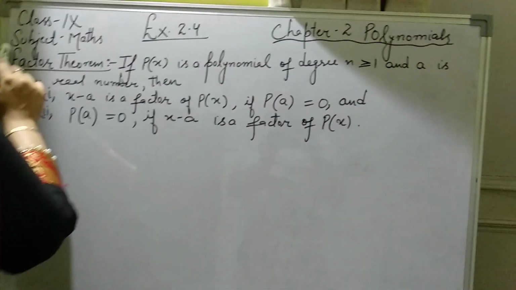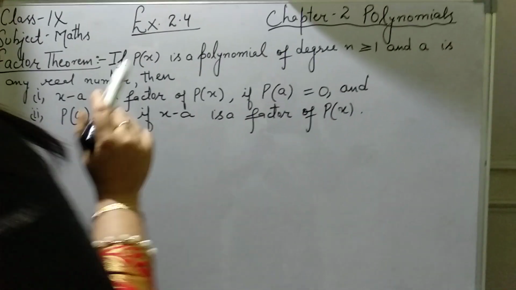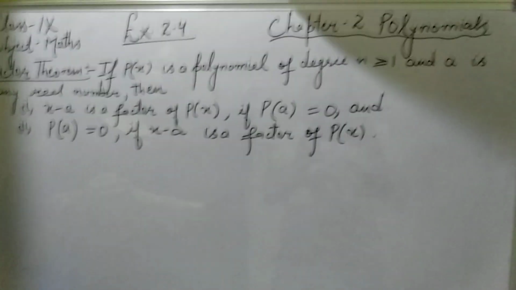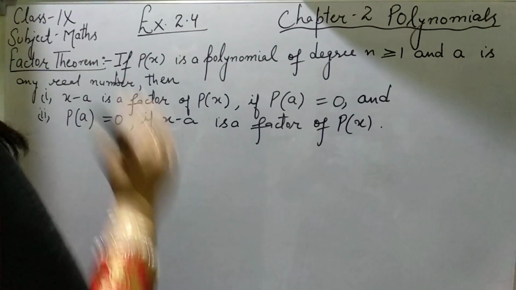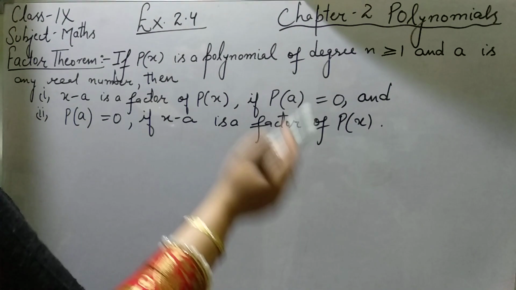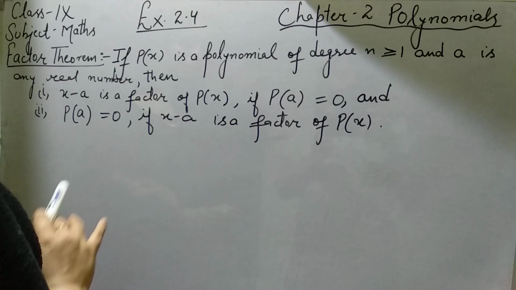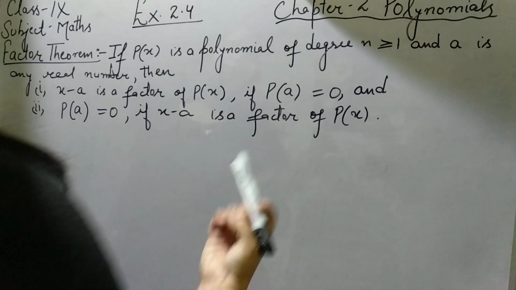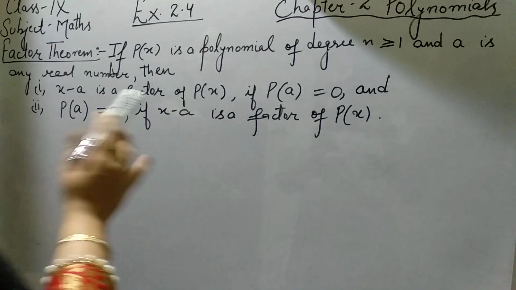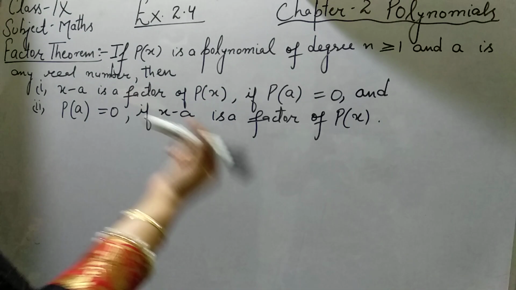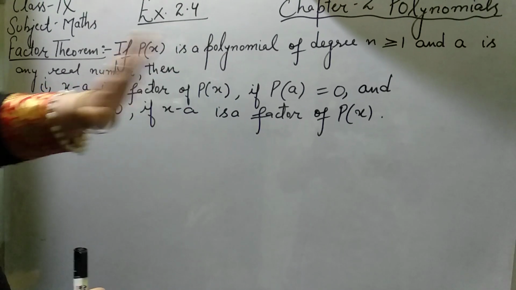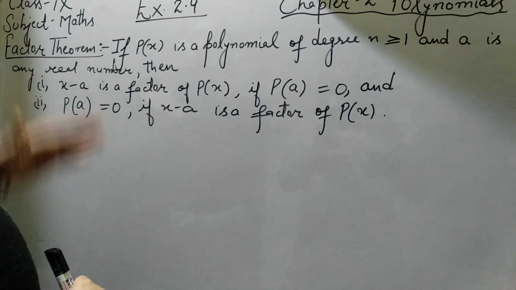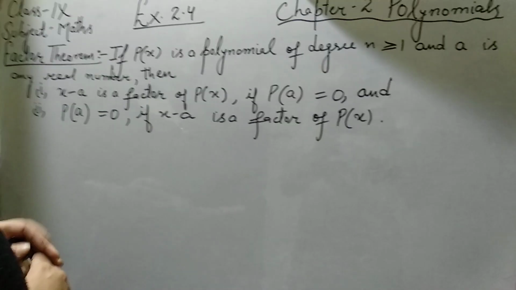Now this is just related to the remainder theorem. In the remainder theorem, what did we study? If p(x) is a polynomial and a is any real number, then if we put the value of that real number in the polynomial, the answer that comes is the remainder. And the factor theorem is related to that. If the remainder that comes is 0, it means the linear polynomial is a factor of the polynomial. Otherwise, it is not a factor of the polynomial.